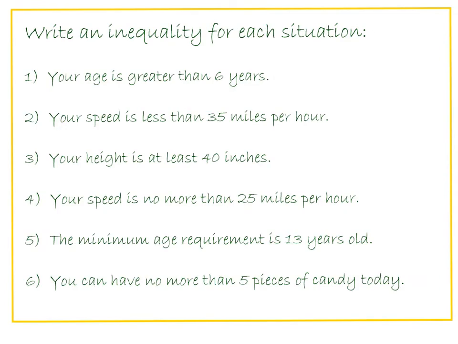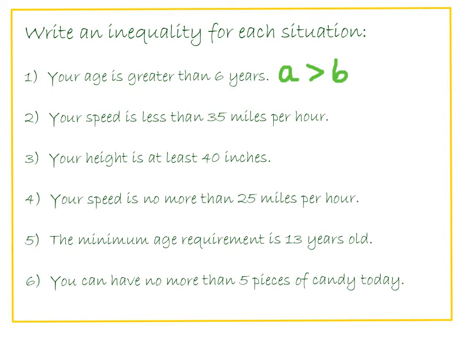All right, so now using what we just talked about in that chart, let's go ahead and write an inequality for each of these situations. The first one says, your age is greater than 6 years. So what we're going to do is use that chart. When we pick a variable to write an inequality, let's pick a variable that has to do with the situation. So if we're talking about age, then the variable we would want to use is, that's right, an A. So the age is greater than 6. So A is greater than 6.